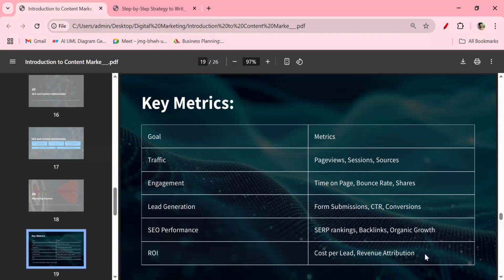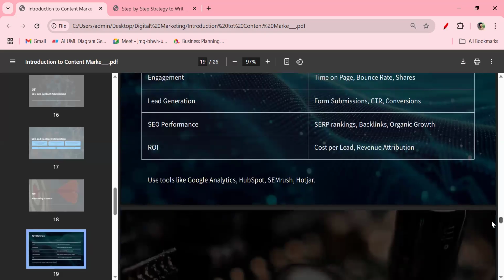SEO performance covers backlinks, organic growth, and SERP ranking. ROI is cost per lead, meaning for each lead generated, how much cost I have put in. And what are the revenue attributions? The tools you can use are Google Analytics, SEMrush, and Hotjar. These are helpful for the analytics part.